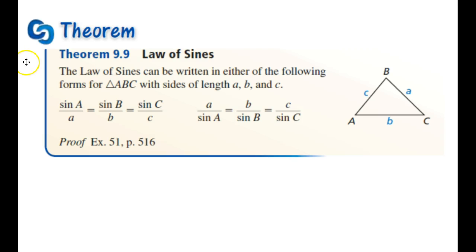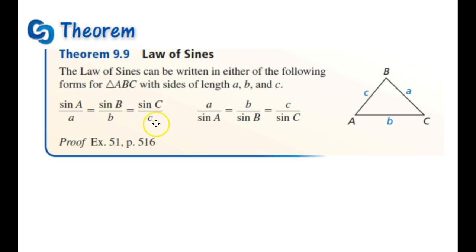So now here's our law of sines. This was our second learning target, using the law of sines. So again, I draw out my generic triangle and label the sides and the angles. And here's the law of sines. I have the sine of angle A over the side length A equals the sine of angle B over the side length B equals the sine of C over the side length C.